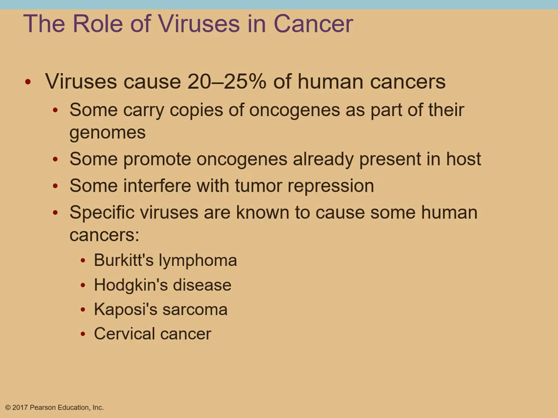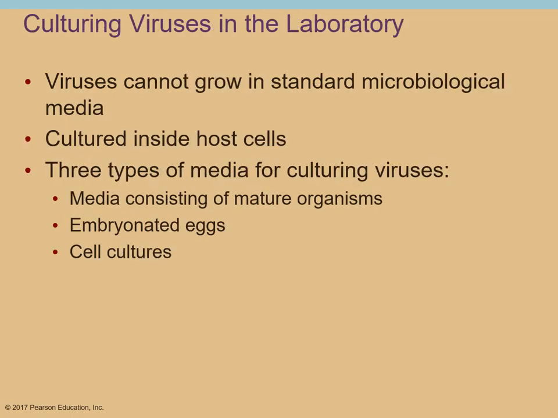They are trying, like I said, to figure out how can we prevent the viruses from causing the cancer. How can you prevent someone from even becoming infected then with these oncogenic viruses, these cancer-causing viruses? It's a very active area of research. Some viruses that are known to cause human cancers, things like Burkitt's lymphoma, Hodgkin's, cervical cancer, are just some examples.